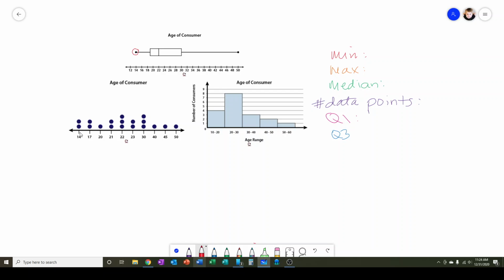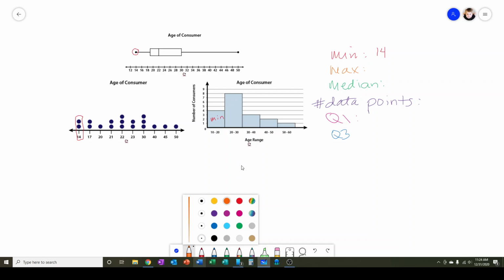When we look at the dot plot, this information is the same. The minimum is 14. And when we look at the histogram, now we don't know the actual minimum value, but we do know that it's in this grouping, in this interval, 10 to 20. So it could potentially be the same number. It could be 14. So we know that the minimum is 14 for those two, and that fits with the age of consumer histogram.